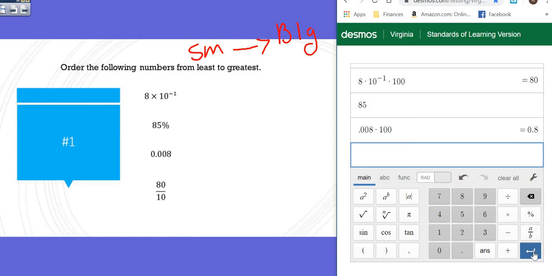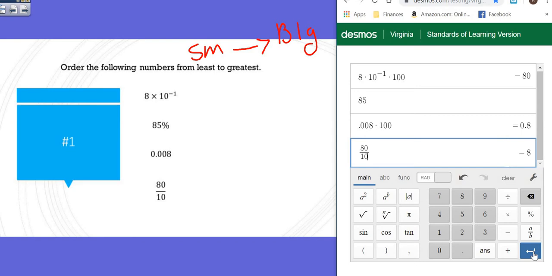That's 0.8%. And I'm going to go to the next line, and I'm going to use my keyboard because it's a lot easier to type that way. 80 divided by 10, and then I'm going to take that and multiply it by 100, and I get 800%.